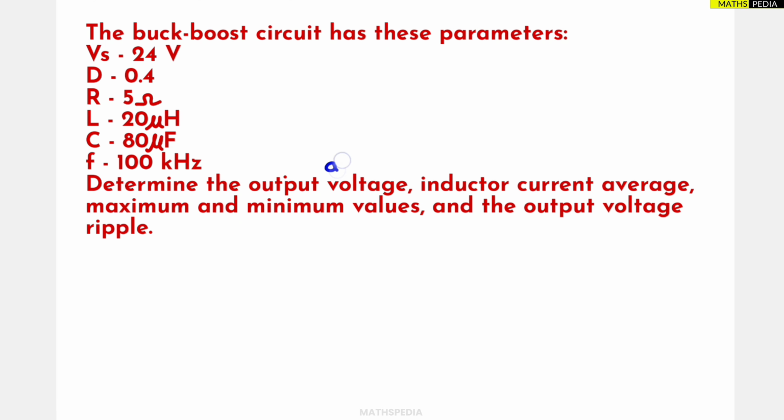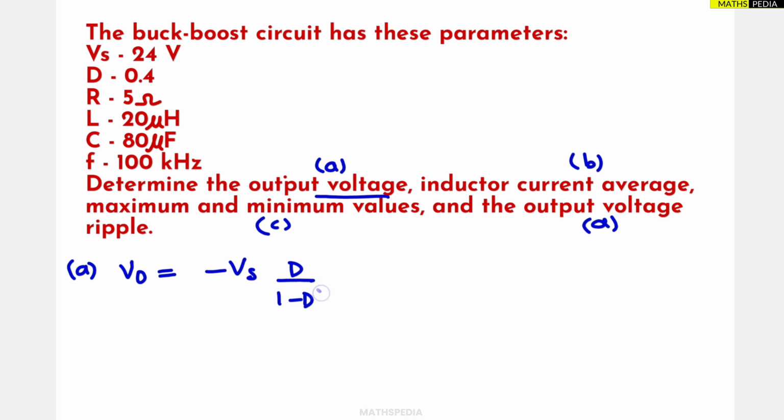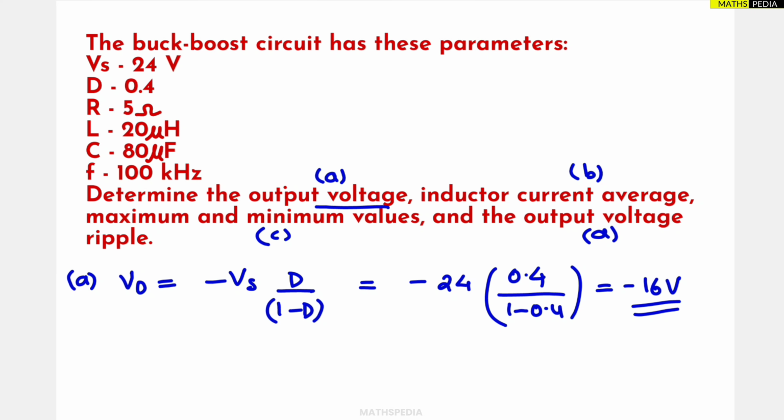So I'm just going to name them the A part, B part, C part, and D part. Starting with the A part, we first find the output voltage, Vout, which by the direct formula is equal to minus Vs times D divided by 1 minus D. Vs is given as 24 volts, and D is also given as 0.4 duty ratio, divided by 1 minus 0.4. The answer will be minus 16 volts. So we got the output voltage.